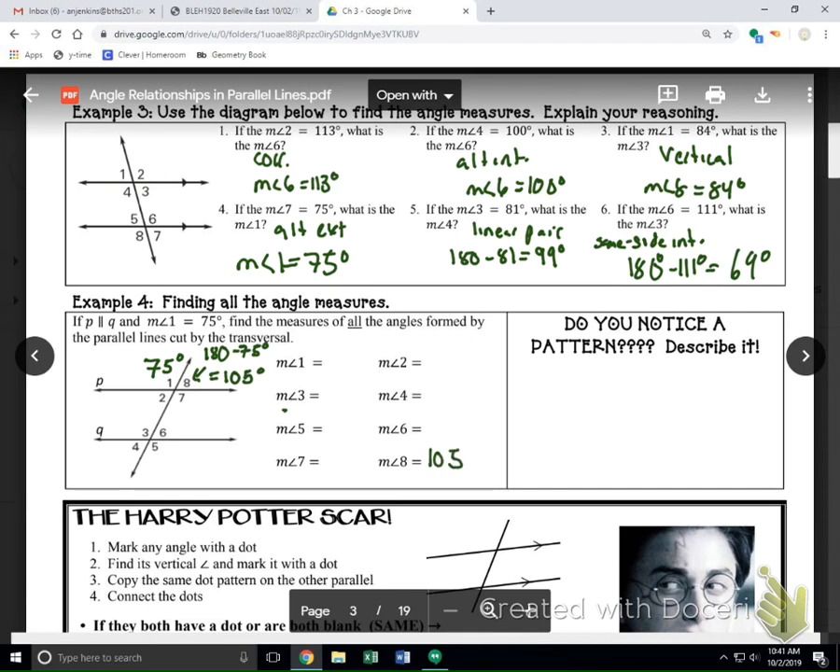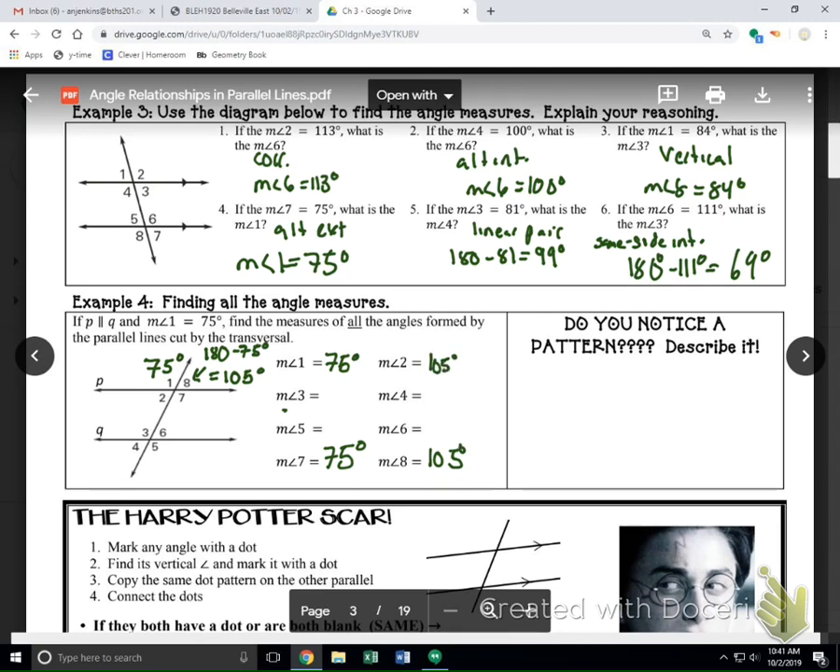We know here that this one's going to be 75. So we have angle 7. What's the relationship between angle 7 and angle 1? It's going to be 75 because they're vertical. Over here we have the measure of angle 2. What's the relationship between 2 and 8? Vertical, so we know that also has to be 105.